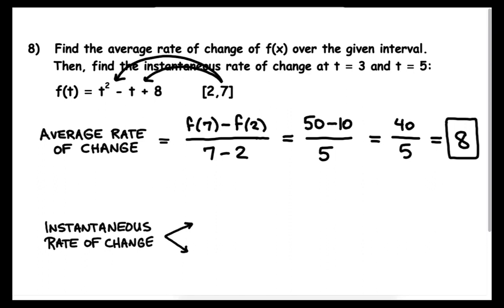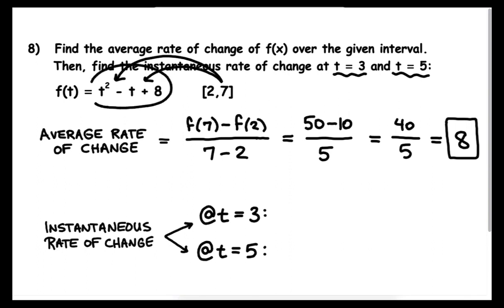All right, so average is found without calc. Instantaneous rate of change uses calculus. And we asked for two different things. We said find the instantaneous rate of change at time equals 3 and at time equals 5. So we're going to have two different answers here. When you see the word instantaneous, that should clue you in that you have to take a derivative. And the derivative here is going to be 2t minus 1. Again, the 8 is a constant. 2t minus 1. Okay, so there's your derivative.